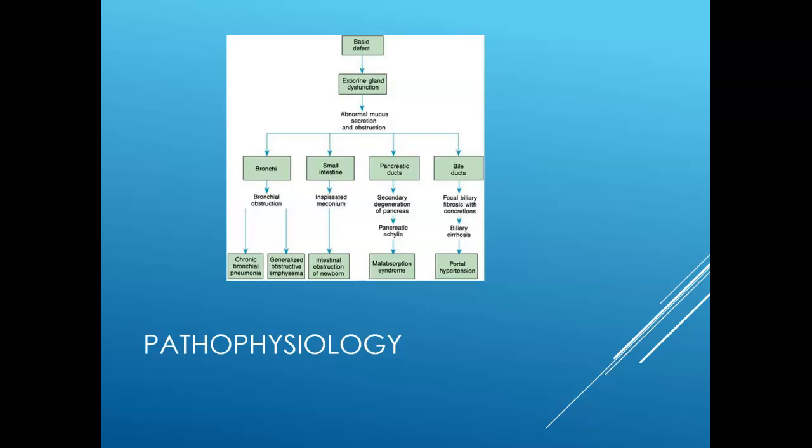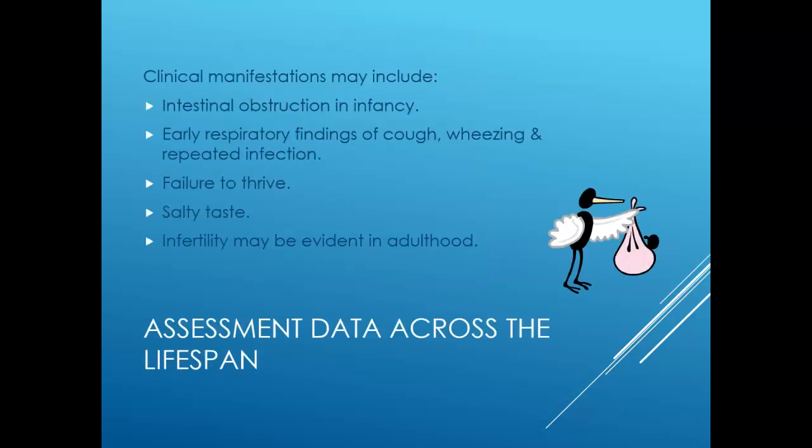This also affects the pancreatic ducts, which are secondary to degeneration of the pancreas. And we have pancreatic achylia and malabsorption syndrome. So you don't see them absorb. You typically see CF patients very thin, and they obviously have clubbing of their fingers and things like that, which we'll talk about in a little bit. It also affects the bile ducts, so they'll have focal biliary fibrosis with concretions and biliary cirrhosis, and then eventually portal hypertension. So there's a lot that goes on.